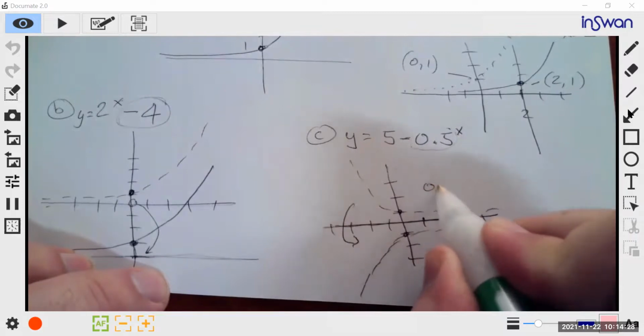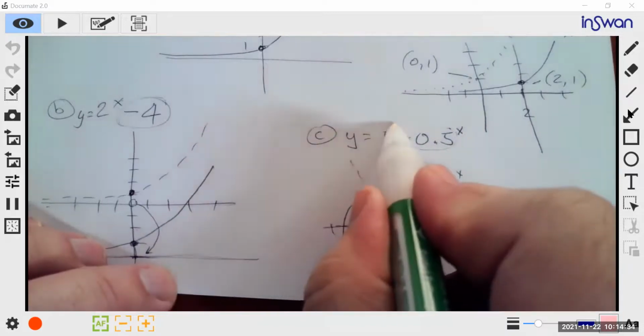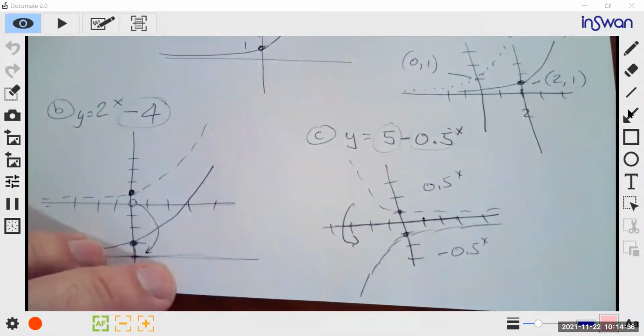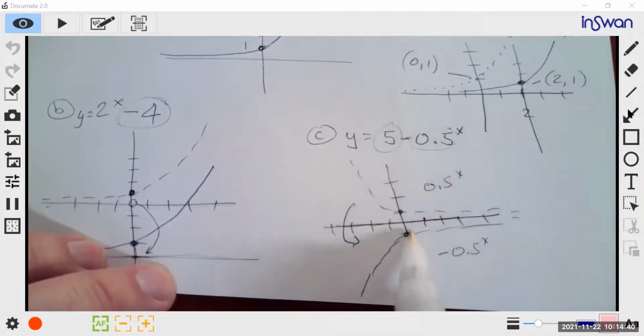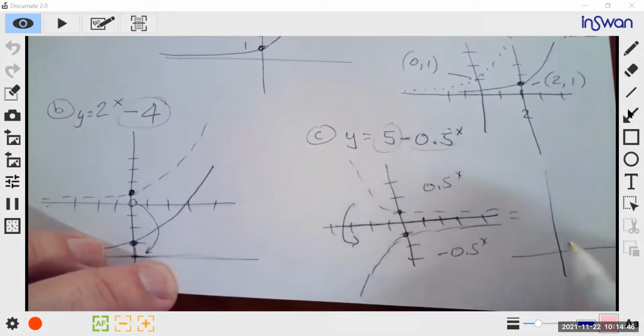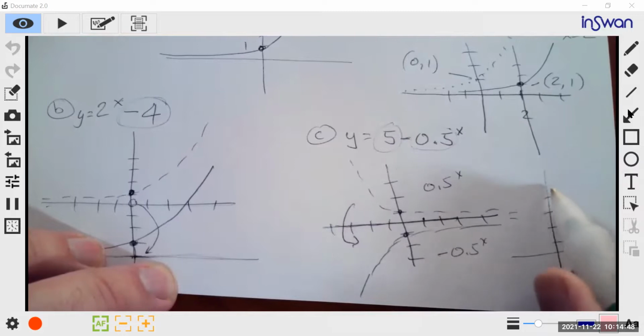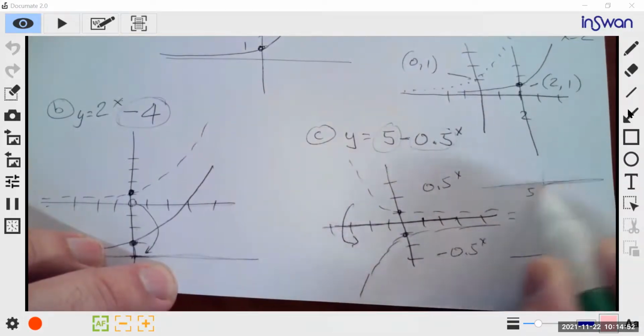So this is 0.5^x. This is negative 0.5^x. What does this 5 make us do? Yeah, so we take the horizontal axis and we move it up 5 spaces. 1, 2, 3, 4, 5. So there's a new x-axis.